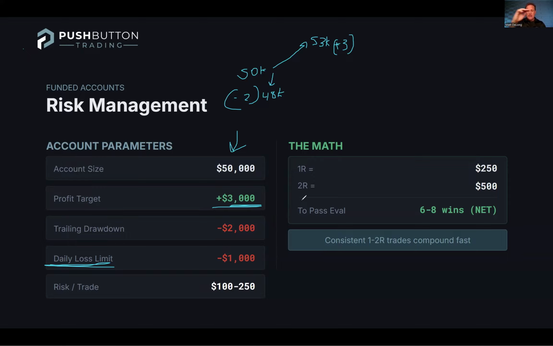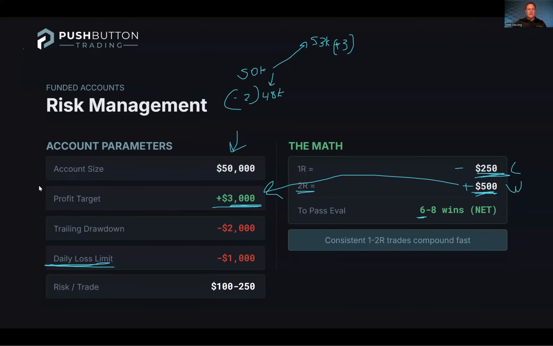So the way that we think about this is obviously if you're risking $250 and you make 2R, you're basically making $500, right? You're risking 250, so you lose 250 when you lose, and you make 2R or 500 when you win. So you're going minus 250 in a loss and plus 500. Now, how many 500s do you need to hit your $6,000 profit target? And the answer is 6. It doesn't take a lot.